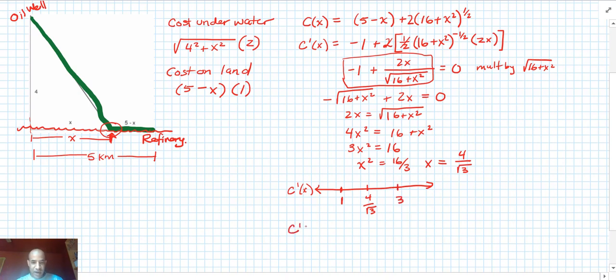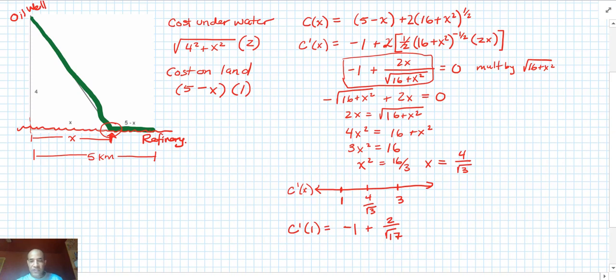So what would c prime of 1 be equal to? Well, relatively simple here. Negative 1, that's a constant. If x is 1, then I've got 2 over the square root of 17. Now keep in mind, I don't care what this is actually equal to. I don't care what the number is. All I'm checking in the first derivative test is whether this is positive or negative, so that I can see on this region whether the function is increasing or decreasing.